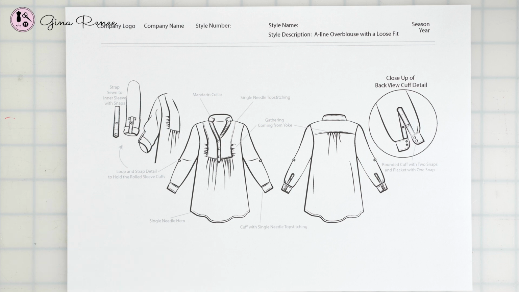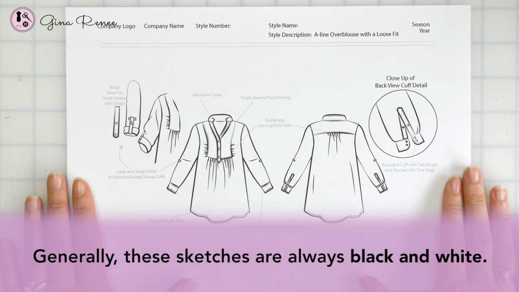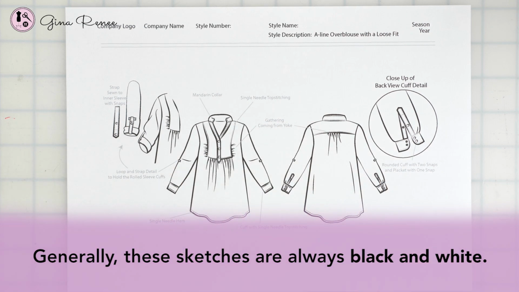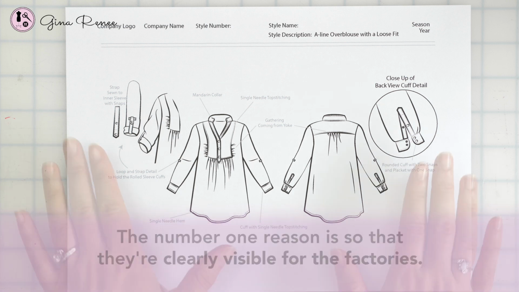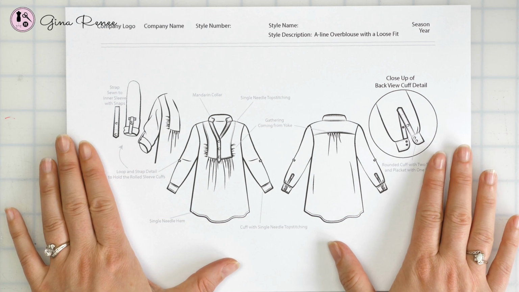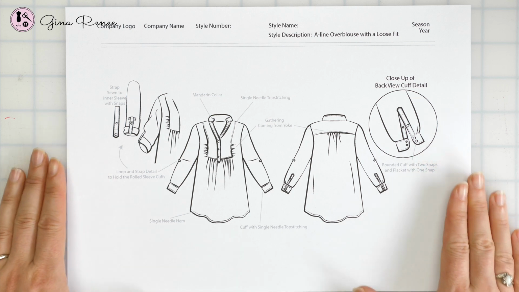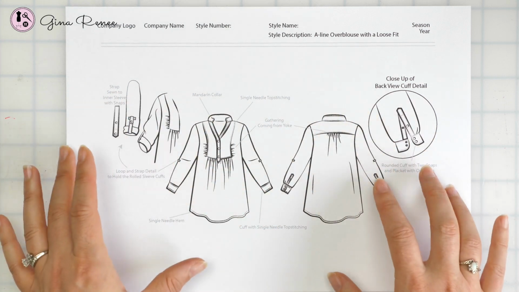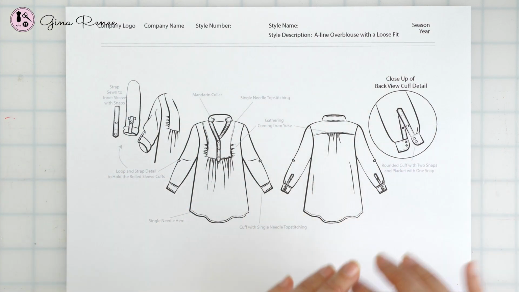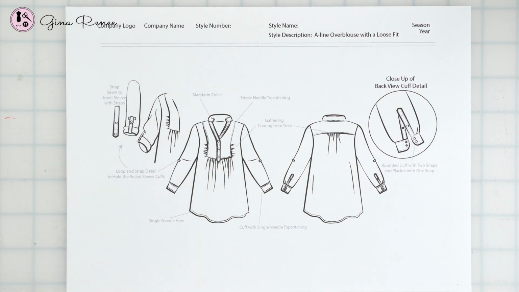Generally, these sketches are always black and white. The reason why they're black and white, number one, is so that they're clearly visible for the factories. This sketch will be photocopied many times. It will be printed out. Most factories only print in black and white. And if this was colored and printed on a black and white printer, it won't be very visible.